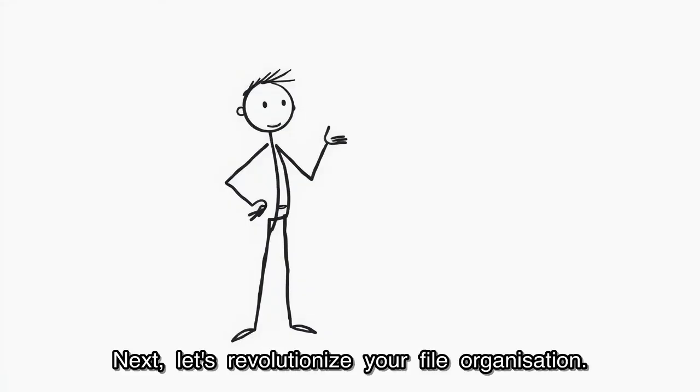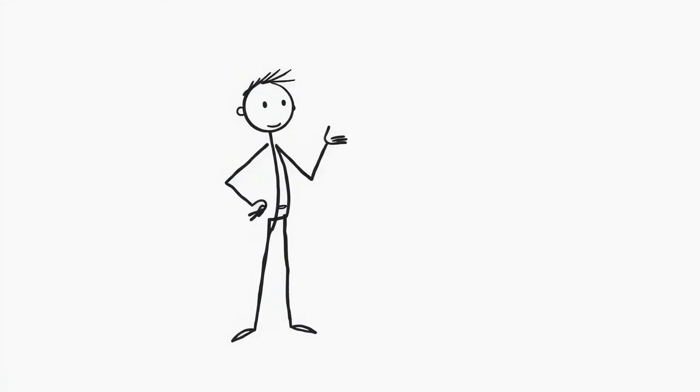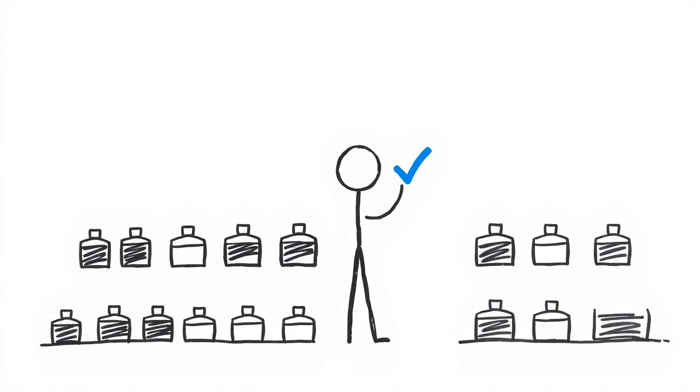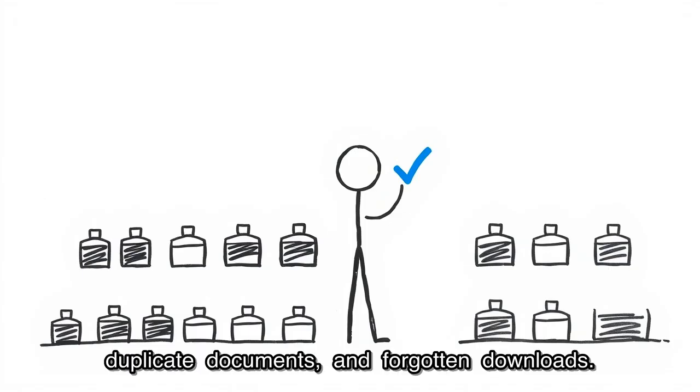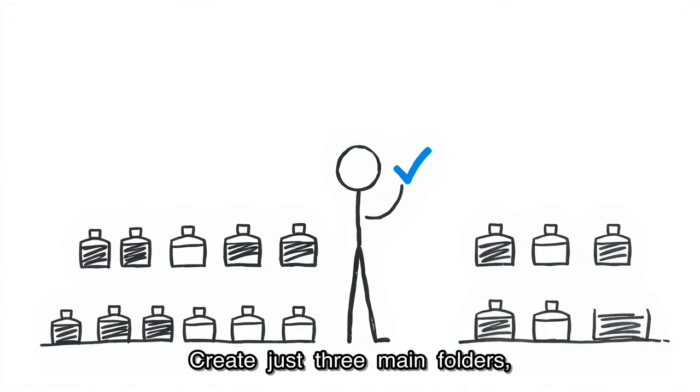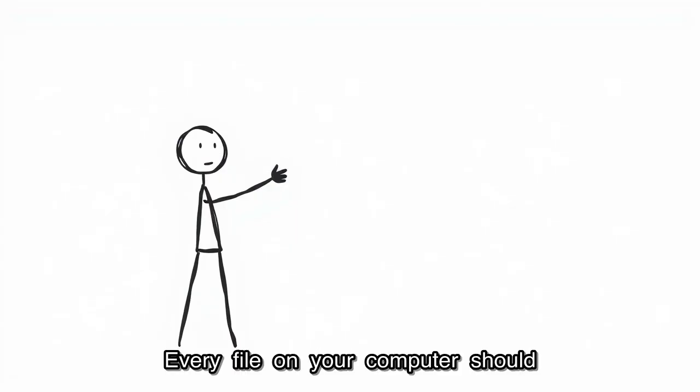Next, let's revolutionize your file organization. If you're like most people, your computer files are a chaotic mess of random folders, duplicate documents, and forgotten downloads. Create just 3 main folders: active projects, reference materials, and archive. That's it. Every file on your computer should fit into one of these 3 categories.